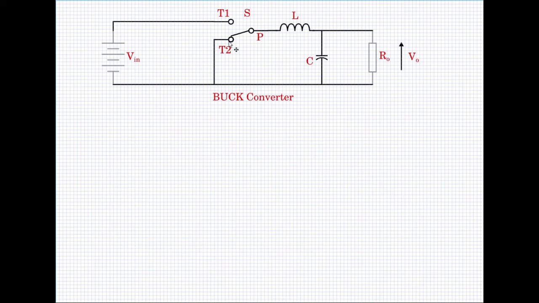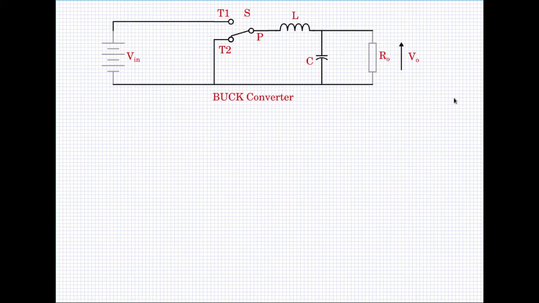The next important thing that we need to now identify is what is this single pole double throw switch. Now single pole double throw switch is a symbolic switch that we have shown, but this has to be replaced with realizable components. So we have to replace it with power electronic devices.